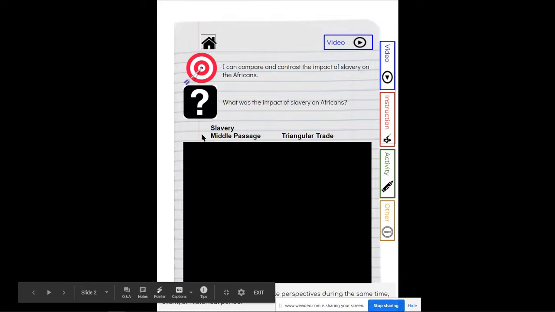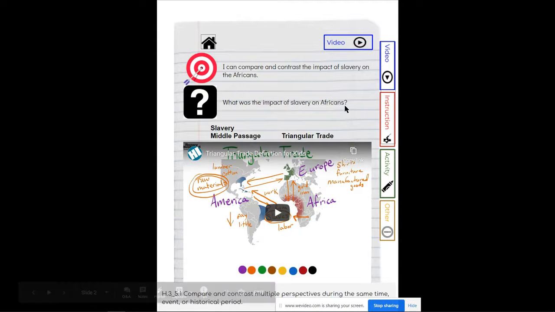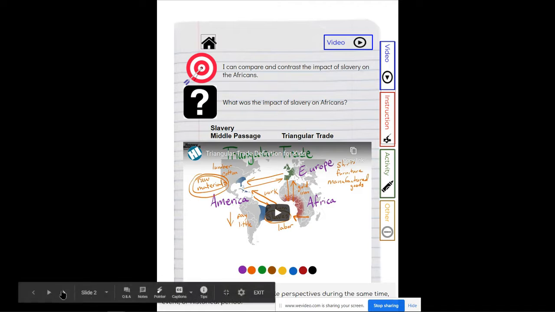Your driving question is, what was the impact of slavery on Africans? And you're going to be able to answer the question so that you can compare and contrast the impact of slavery on Africans. What you are going to be able to do specifically out of this lesson is identify the elements of the triangular trade that happened at the onset of slavery.